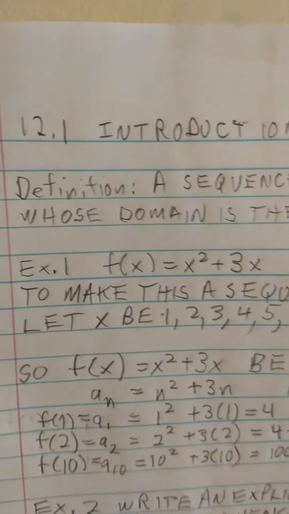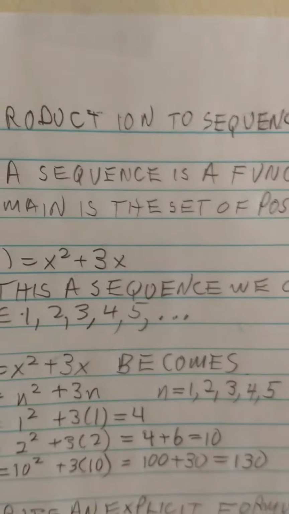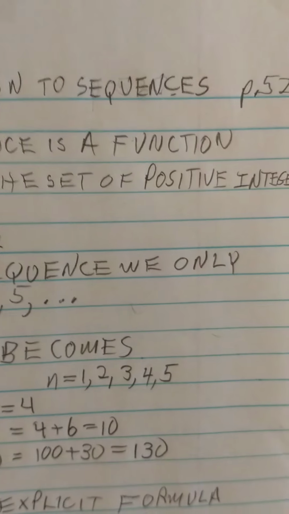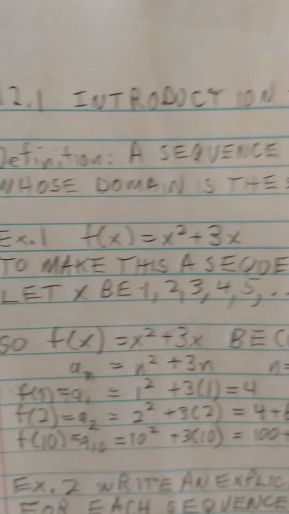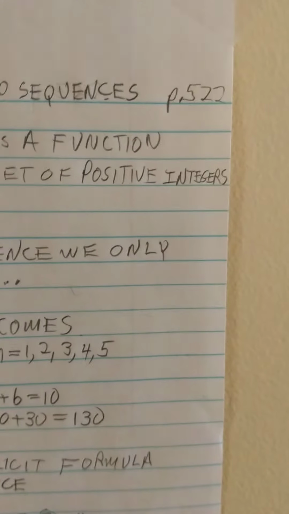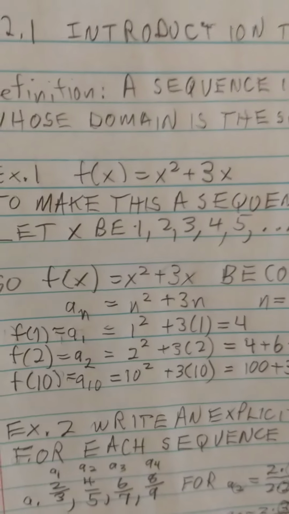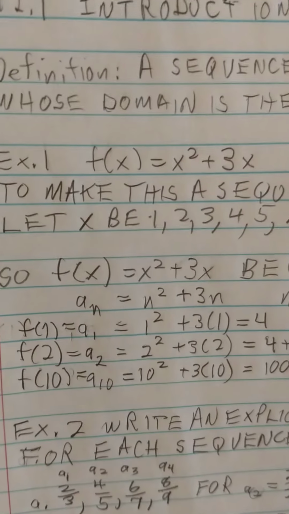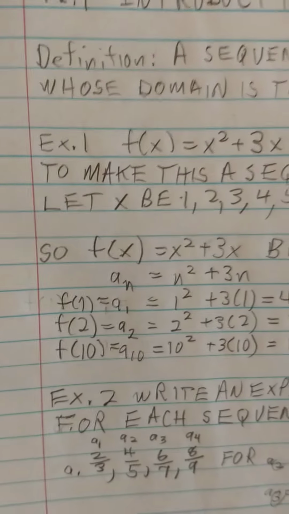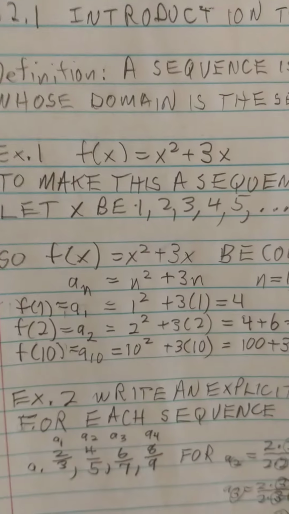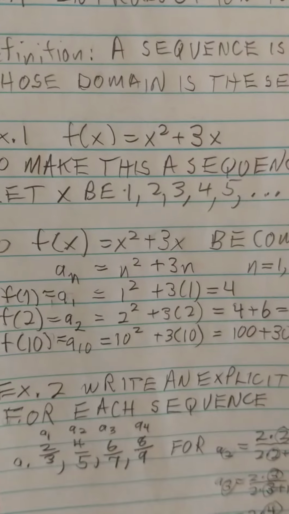So here we start. The definition of a sequence is a function, which we've dealt with, whose domain is the set of positive integers. So let's see what that means. When we look at example one, we can look at it first of all as a function. f of x is equal to x squared plus 3x, which we've dealt with.